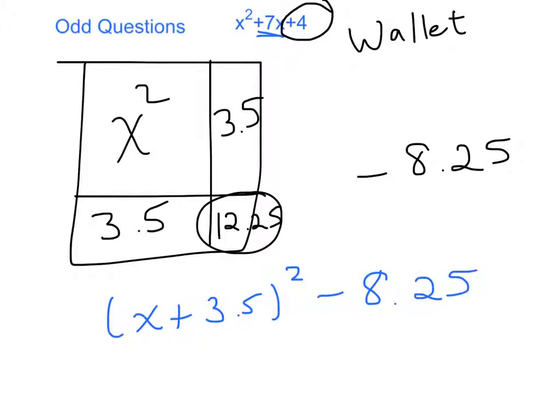So just to recap, take your 7x and you split it up into 3.5 and 3.5. You square it, you get $12.25. That's what you spent at the store.